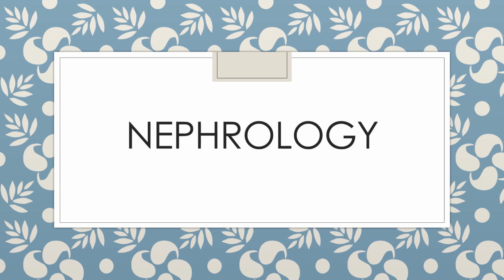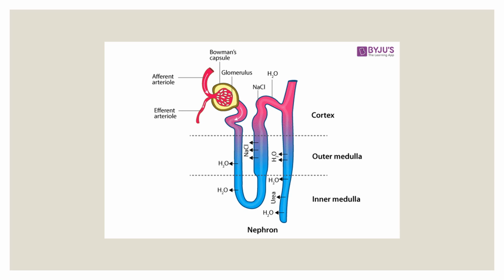Today, let's continue with nephrology. So, let's see the basic structure of the kidney. The nephron is the functional unit of the kidney, which consists of a glomerulus, which is the capillary tuft. The blood vessel taking blood into the glomerulus is called the afferent arteriole, which is A, and the blood vessel which is taking it out from the glomerulus is called the efferent arteriole.